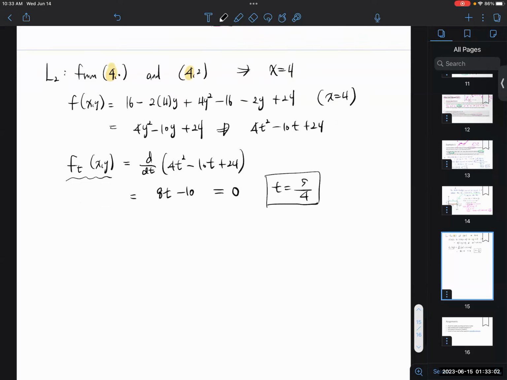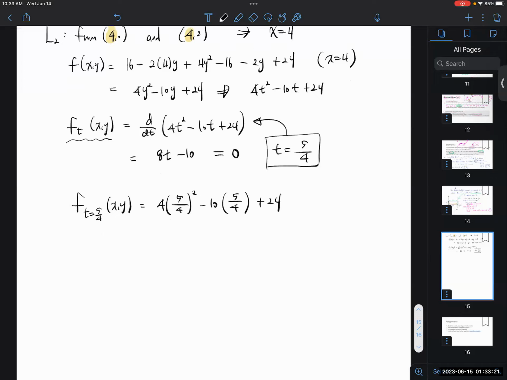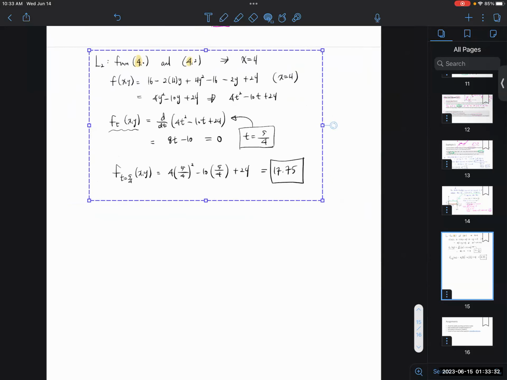Okay, so now we're going to plug back into the equation here, right? So when t equal to 5 over 4, 4 times (5 over 4) squared minus 10 times 5 over 4 plus 24, you should get 17.75. So that's another possible piece of information.